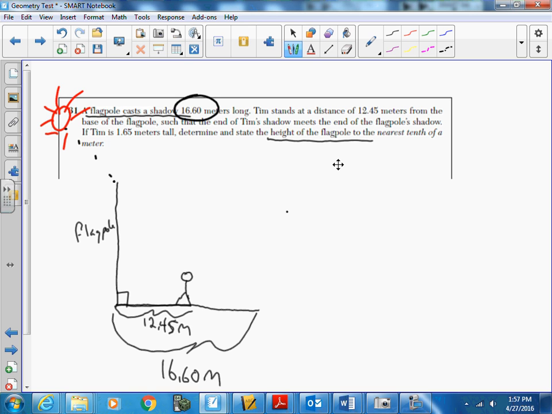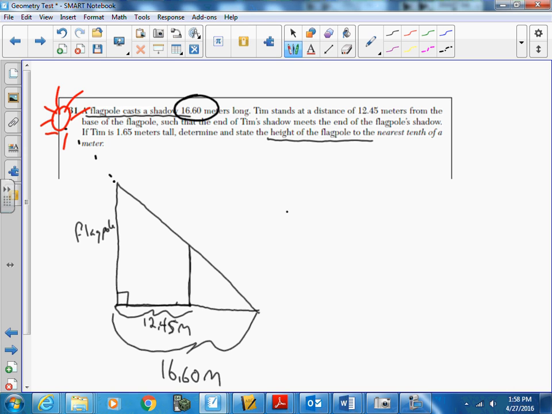And then it says, such that the end of Tim's shadow meets the end of the flagpole's shadow. All right. So we're going to do something like this. I don't know if this is drawn to scale. Now, I'm going to take away Tim, and instead of drawing Tim as an actual person, I'm just going to draw him as a line. So we're going to just assume that the line represents Tim that I'm about to draw here. All right, so I'm going to draw a line.